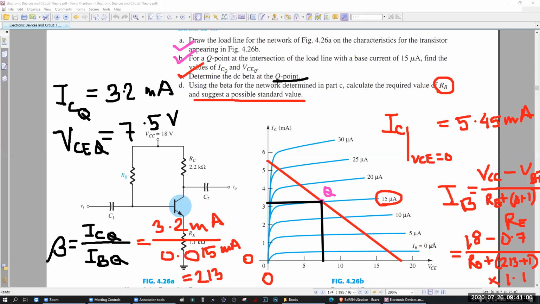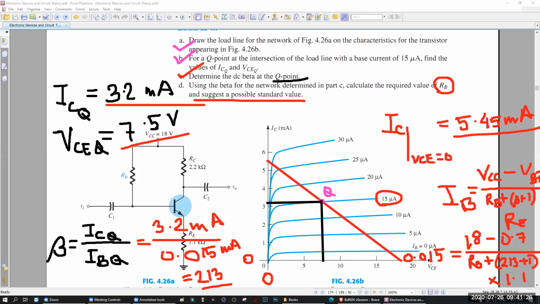What is IB? 15, right? Microampere. Microampere means we have to write it in milliampere. 0.015. Now here the only unknown thing is RB, right? Can you find out the value? Okay. So let's check whether the value is all right or not. 3.2, 7.5, 213, and 5.45 and 18.